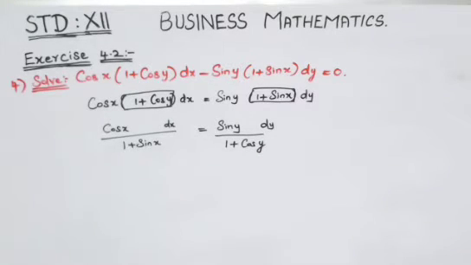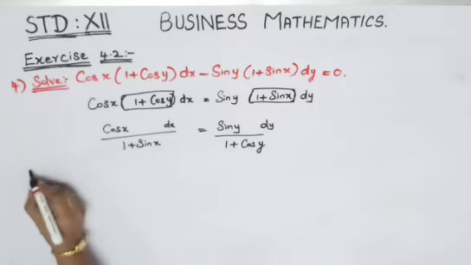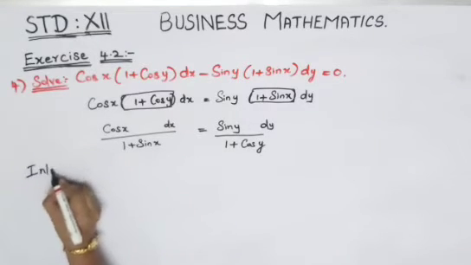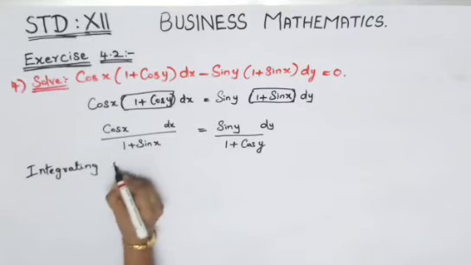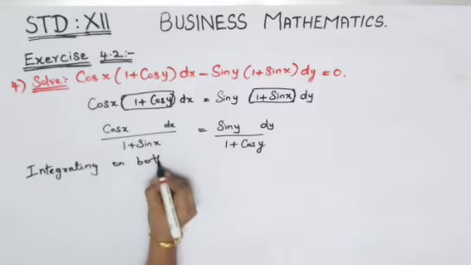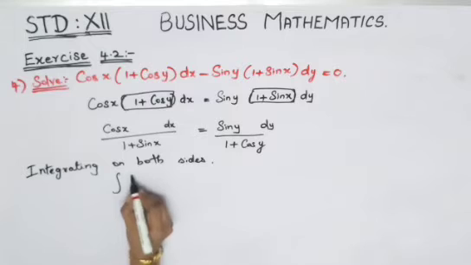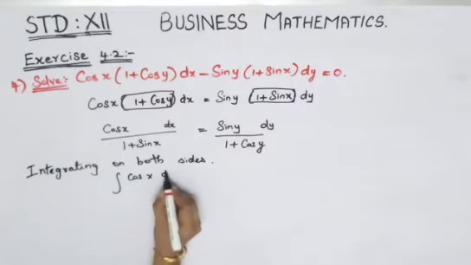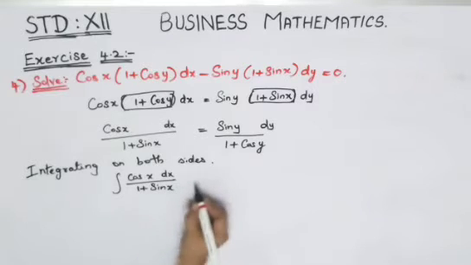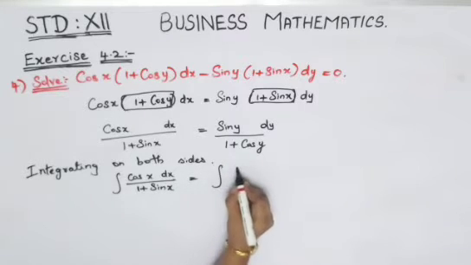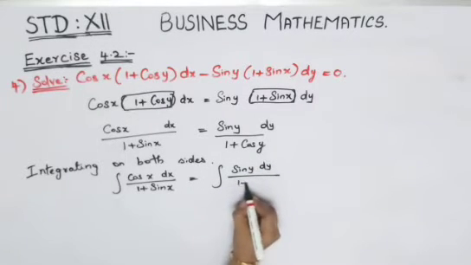So now we can integrate it, because we have made all the x terms towards one side and y terms towards one side. So we can go for integration. Integrating on both sides: integral cos x dx divided by 1 + sin x is equal to integral sin y dy divided by 1 + cos y.